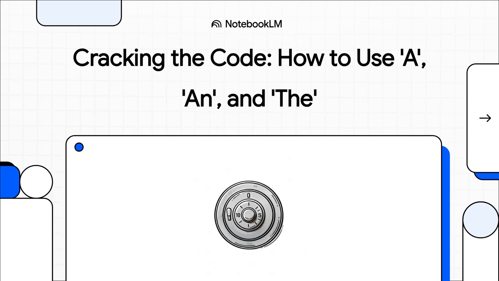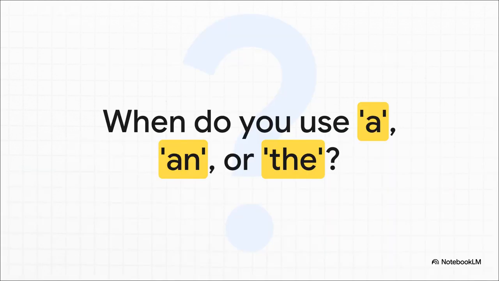Today, we're going to tackle three tiny little words that can cause some of the biggest headaches in English: a, an, and the. But don't you worry, just think of it like a code. And in the next few minutes, we are going to crack it wide open together. So let's just get right to it.